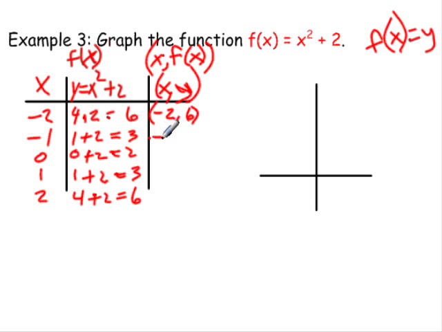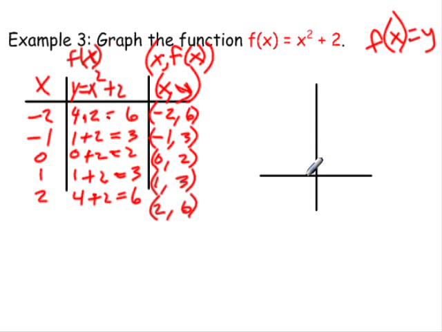Okay, so that gives me the coordinate points of negative 2, 6, negative 1, 3, 0, 2, and 1, 3, and 2, 6. Alright, so let's try to graph this real quick and then we'll be done.